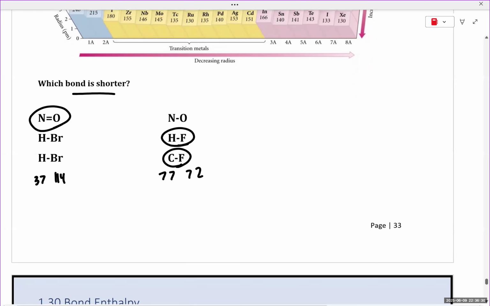So, in general, double and triple bonds are shorter than single bonds. Small atoms make short bonds.